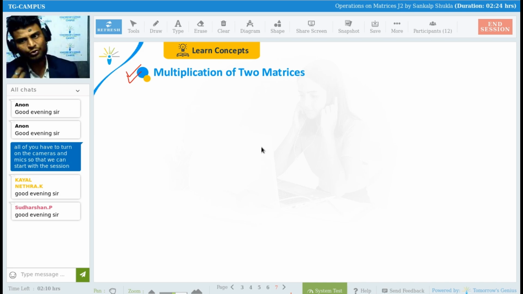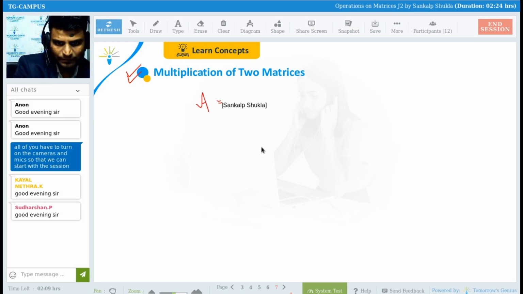Before you multiply two matrices, it is very important to check whether the multiplication is possible or not. You just can't give me two matrices and I will multiply, right? This is not the proper way. You have to first check whether the multiplication is possible or not. There is a condition that needs to be fulfilled prior to multiplication. So what is this condition?